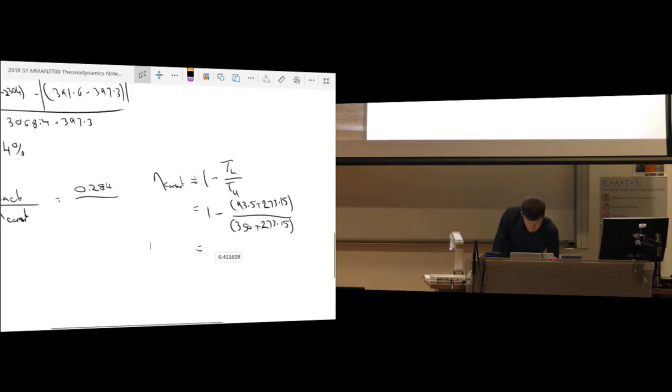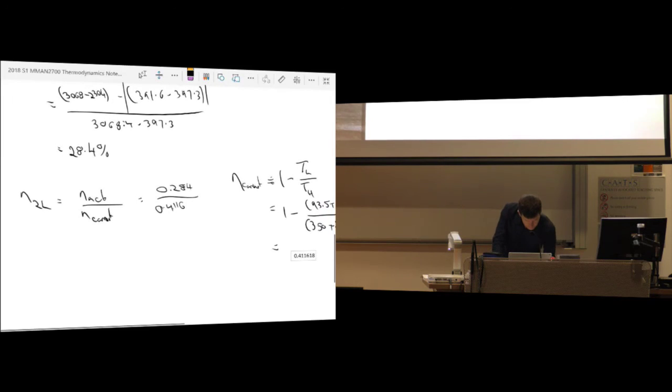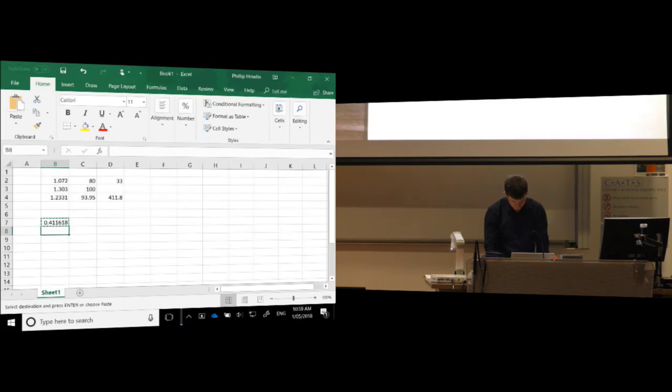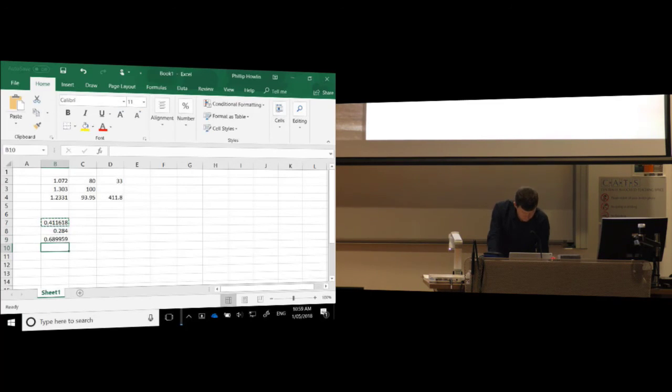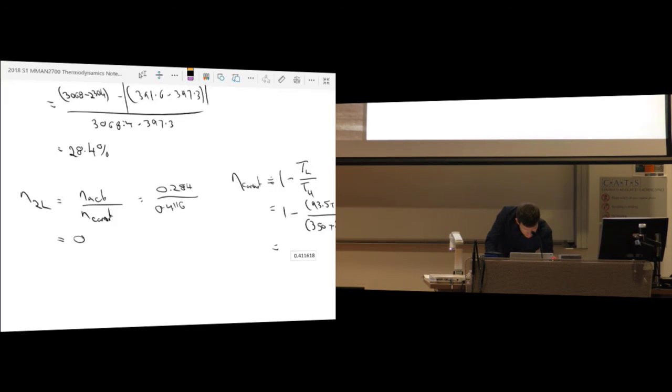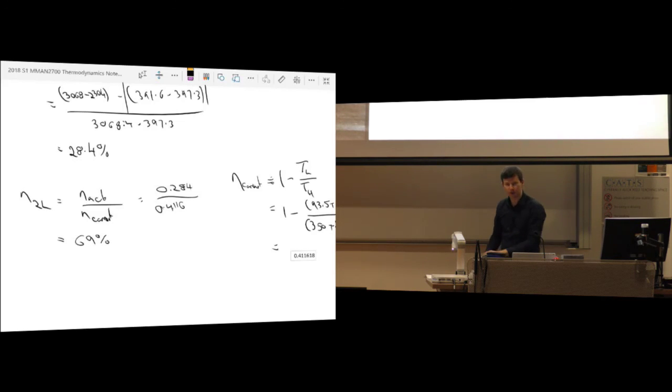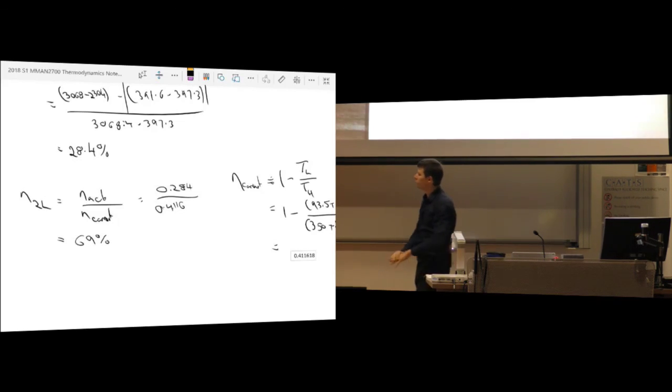Right, and so our second law efficiency then, 4116. Our second law efficiency is 69%. So 69% of the way towards ideal with those temperature bounds.